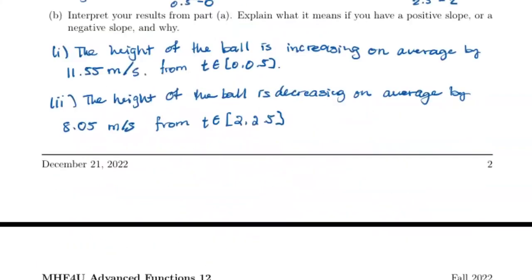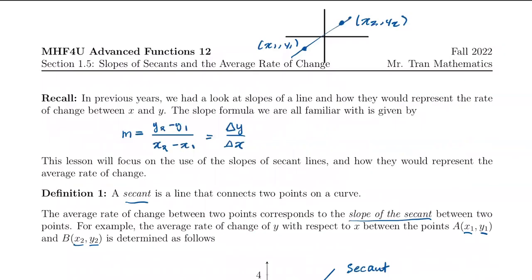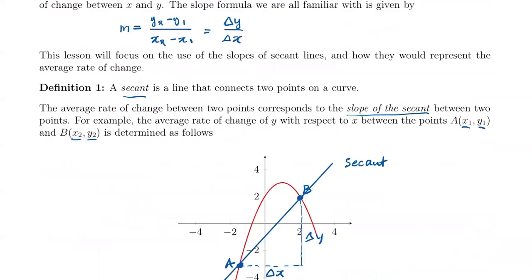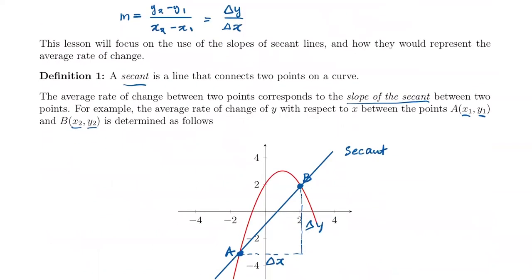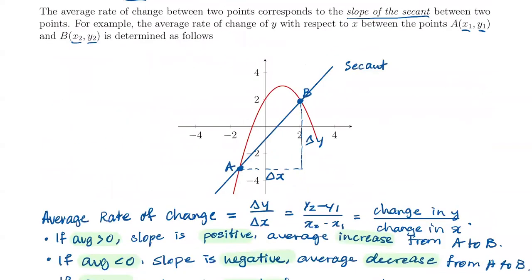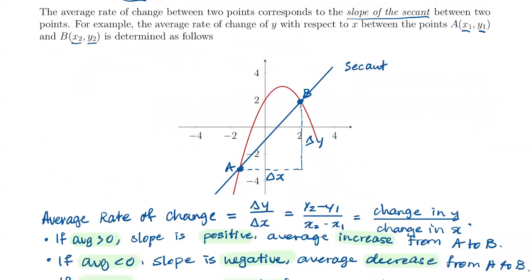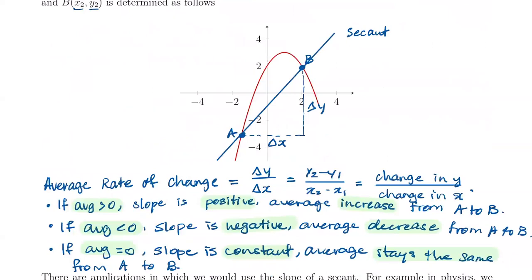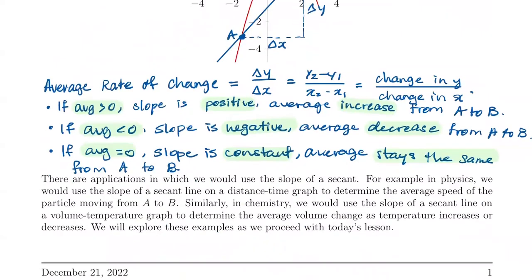So as mentioned, this is going to be a very short lesson, and the next lesson as well. Basically, we just had to look at the definition of the secant, which represents a line that connects 2 points on a curve. So the red line would be like the curve, and we would take 2 points and calculate the average rate of change, which is just using the slope formula that we are all familiar with. And then we looked at what the average would mean if it's positive, negative, or constant.